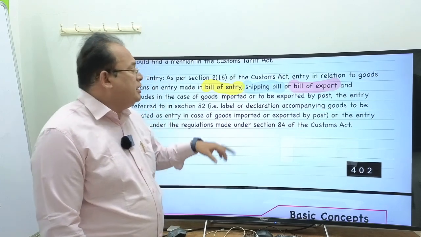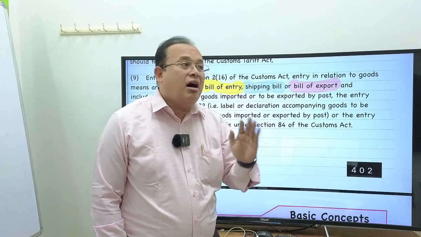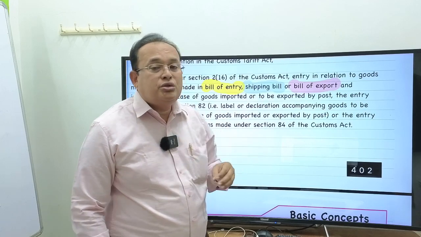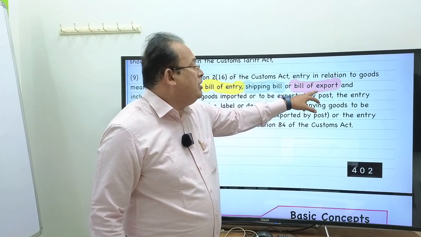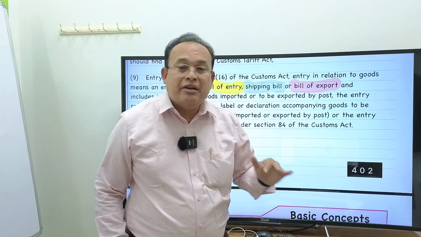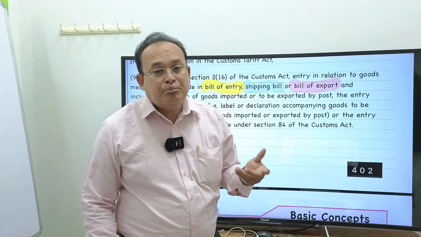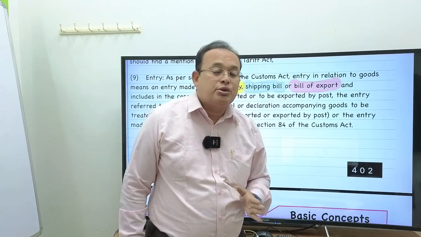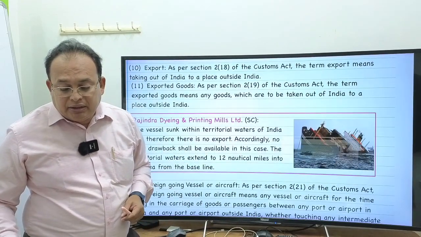customs. Shipping bill: if I want to export the goods through sea or by air, as the case may be, a shipping bill should be submitted to get prior permission for export of my goods. Bill of export: if I want to export the goods through the land route in a vehicle, then I have to submit a bill of export to the customs department to get prior permission for exporting my goods through the land route.